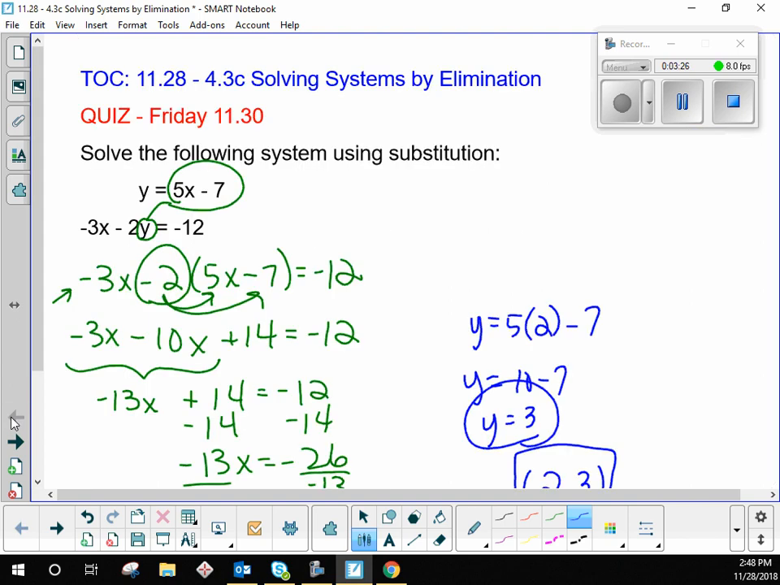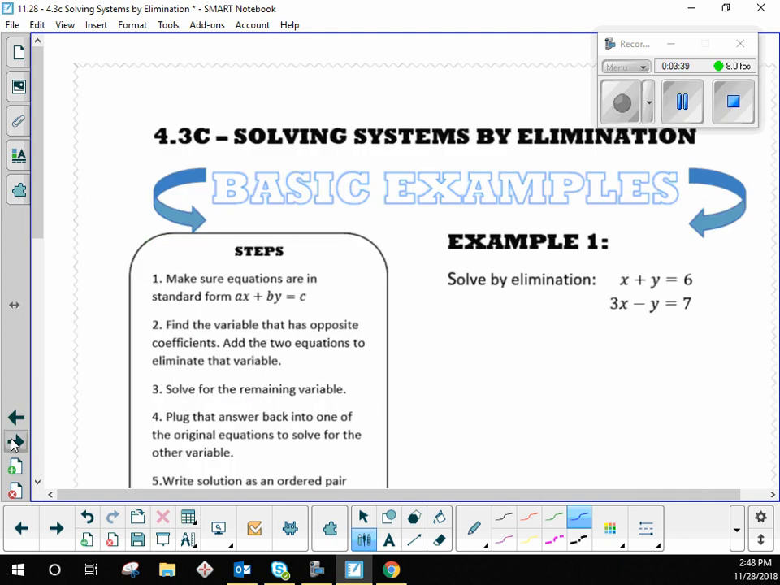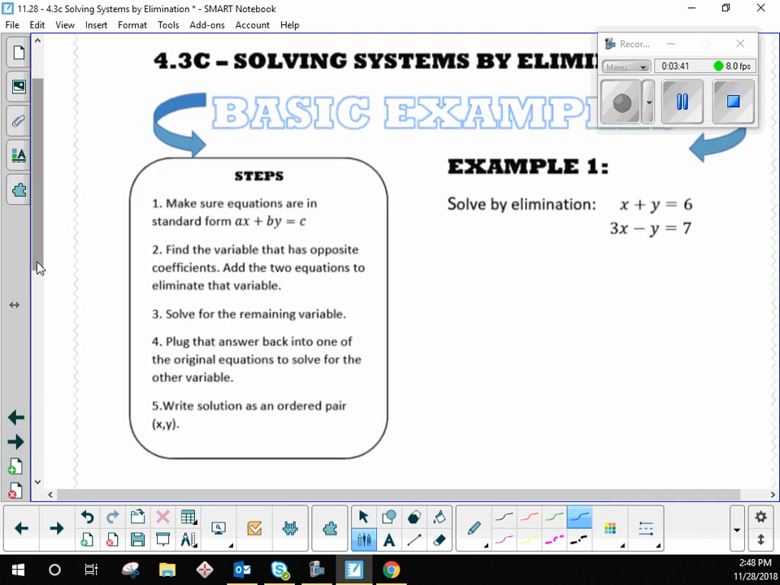If you look back at the warm-up, this first equation is not in that form. So for a situation like this, you would think, oh, this is really good for substitution. It's not really good for elimination, and you'll see why here in a bit. So in our example, step 1 is already taken care of for us.